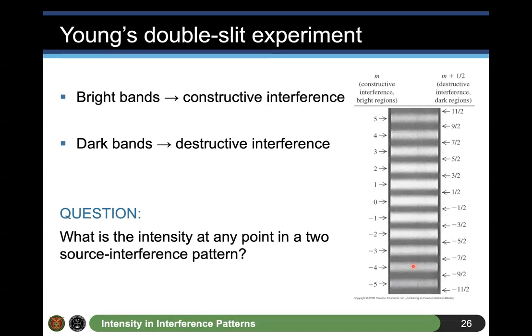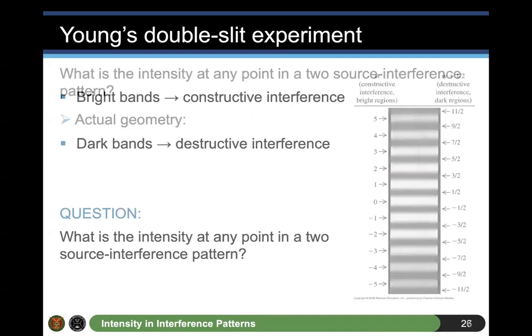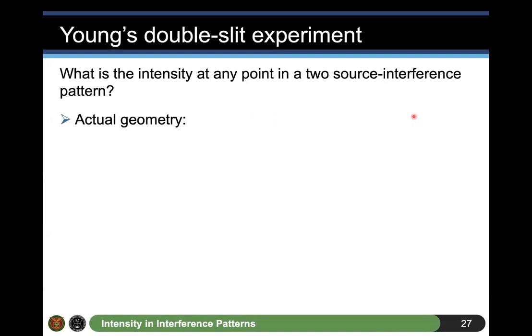Now, question. What is the intensity at any point in these two source interference patterns? As we will see, as we go further away from the center, where M equals 0, the intensity decreases. It becomes grayish, and the dark and light bands are no longer obvious. Unlike here, where it's obvious: this is very bright, this is very dark. But here, they gray out and mix. Meaning, the intensity of lightness or darkness decreases. We can calculate this intensity using some geometry.